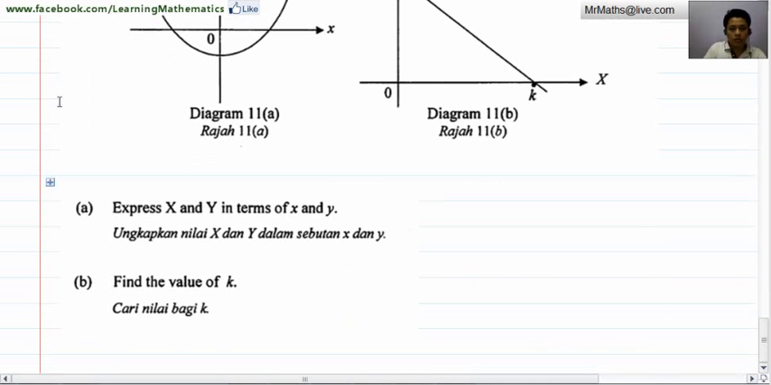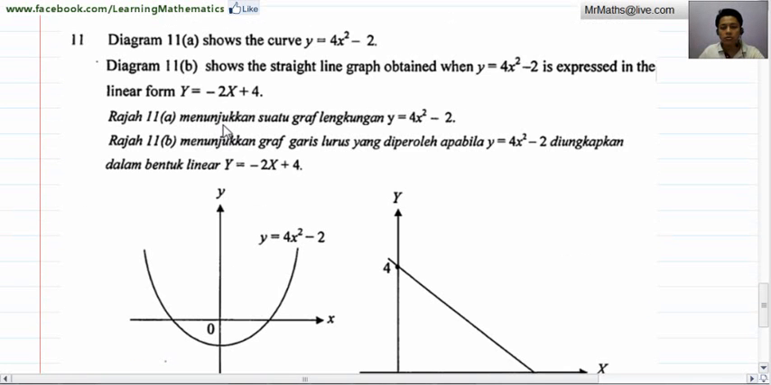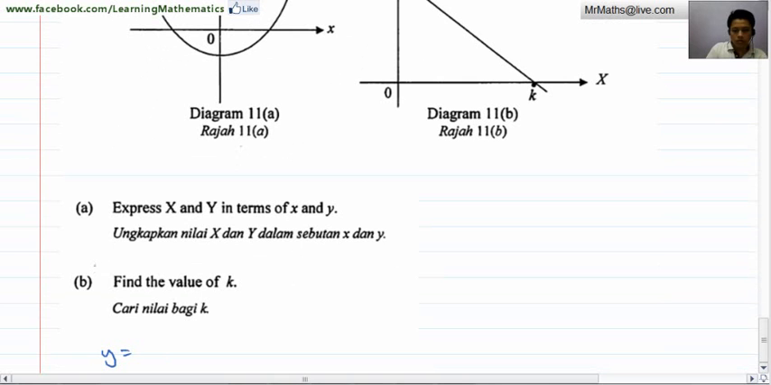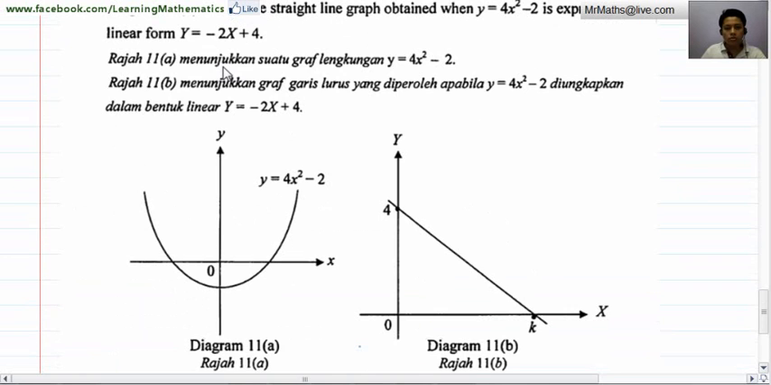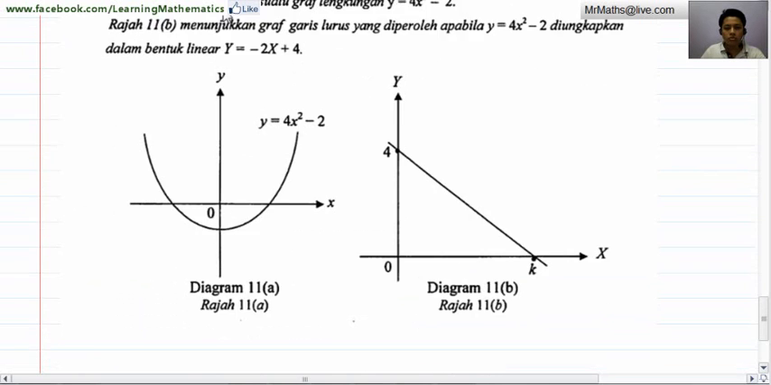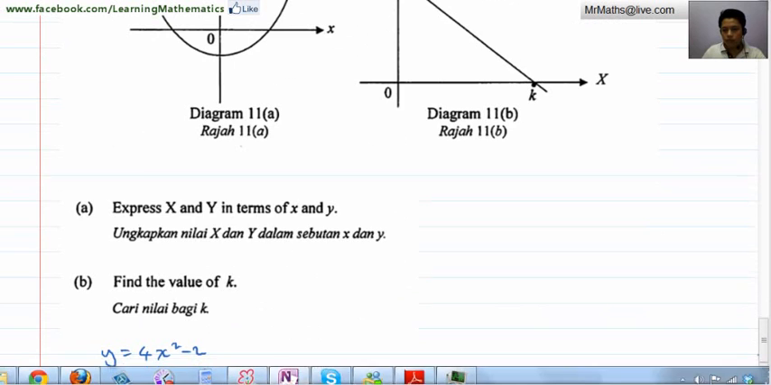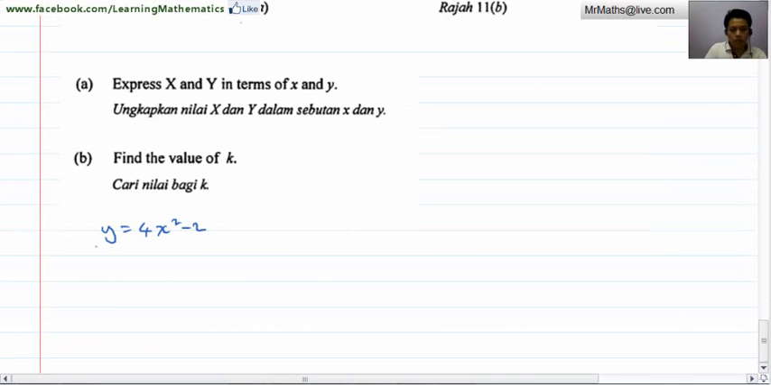Y equals 4x squared minus 2. Then we transform it to become capital Y equals minus 2X plus 4. Okay, this will take some time to burn my intellectual calories. How do you do that?